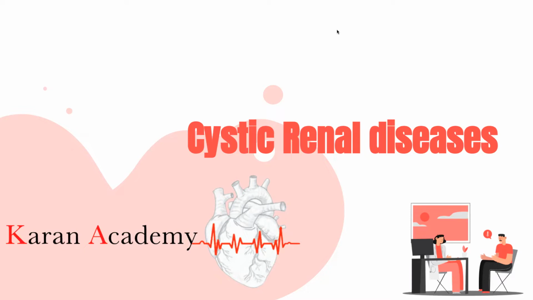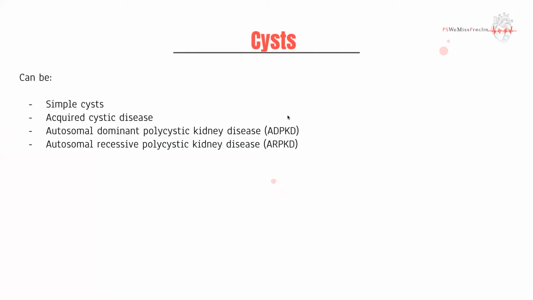Today, we're going to be talking about cystic renal diseases. The four primary ones we'll be talking about would be, firstly, simple cysts, acquired cystic disease, and talking a bit about what that means. And then we have our two primary polycystic kidney diseases, our autosomal dominant and autosomal recessive.